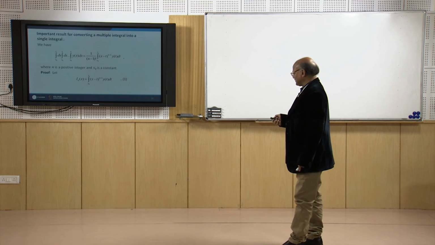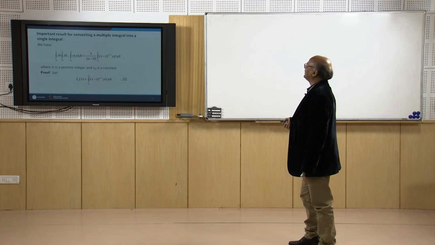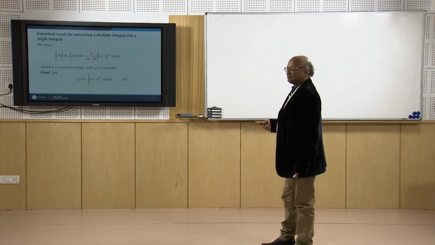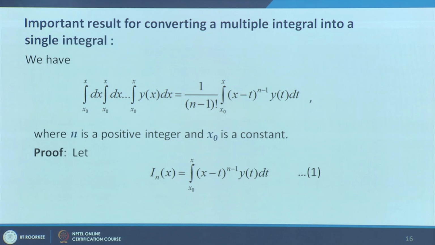Okay, so now we are going to discuss an important result. By using this result, we can convert a multiple integral into a single integral. You can see here that we have n integrals, the limits of integration are x naught to x, and we are integrating a function of x which is y(x). So, when you integrate y(x) n times with respect to x, what you get is 1 over (n minus 1) factorial integral x naught to x (x minus t) to the power n minus 1 y(t) dt.